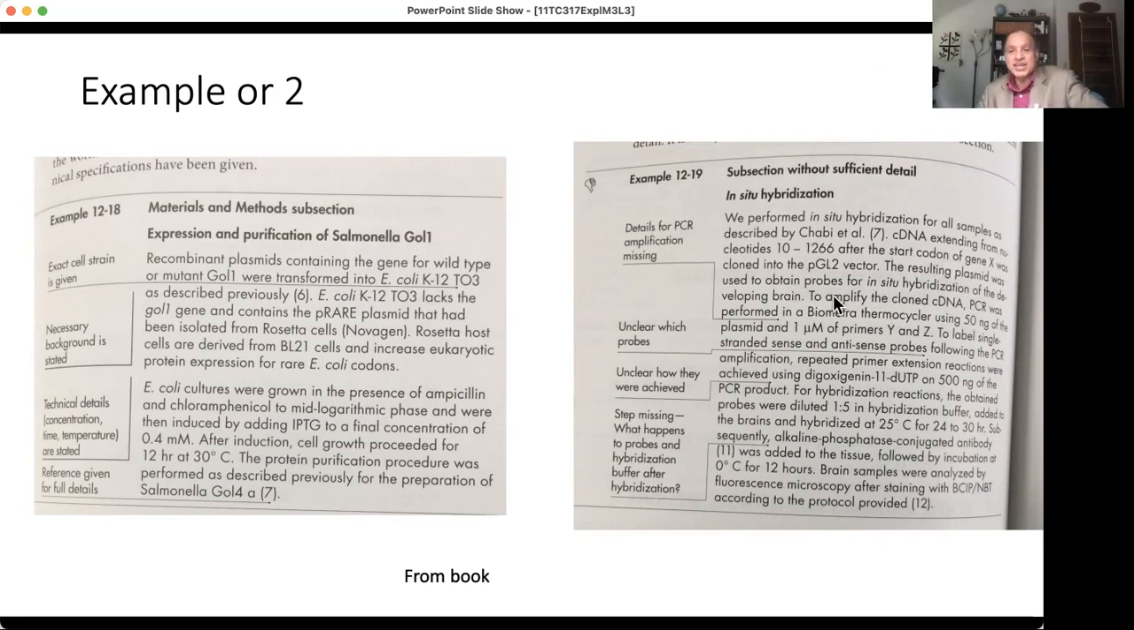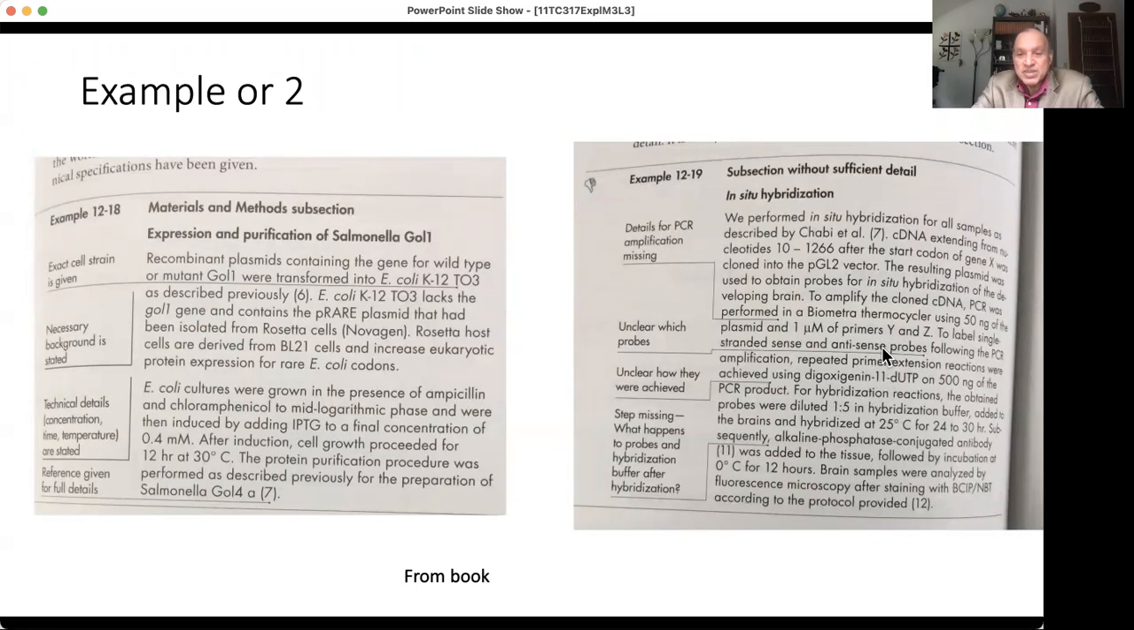How did you amplify? The temperature and even the buffers, which are really important, used for this. Unclear which primers were used. So primers Y and Z. We don't know what Y is, what Z is. What did you use? What is the sequence? You've got to know enough to be able to reproduce the data, but this doesn't have enough to reproduce this data. Okay, how were they achieved? Amplification: repeated primer extension reactions were achieved using so-and-so as a product.